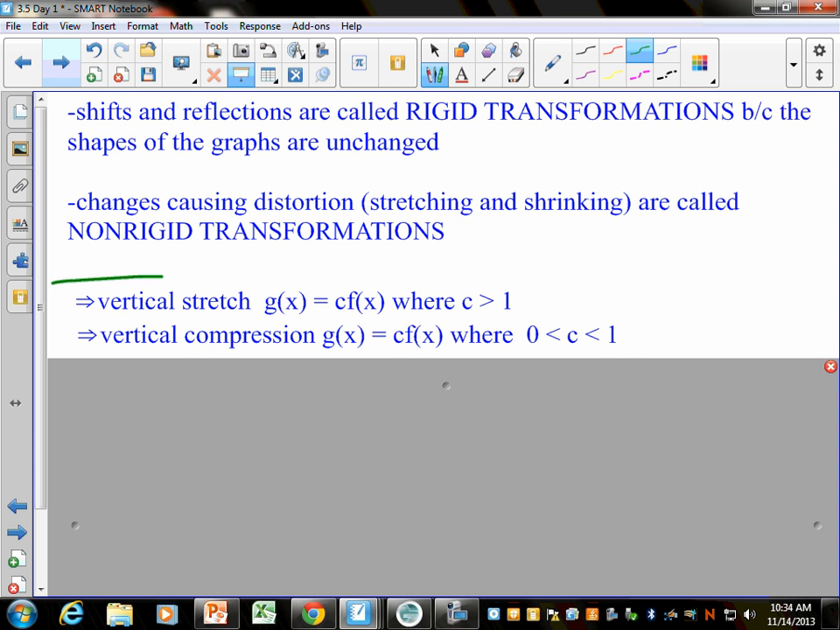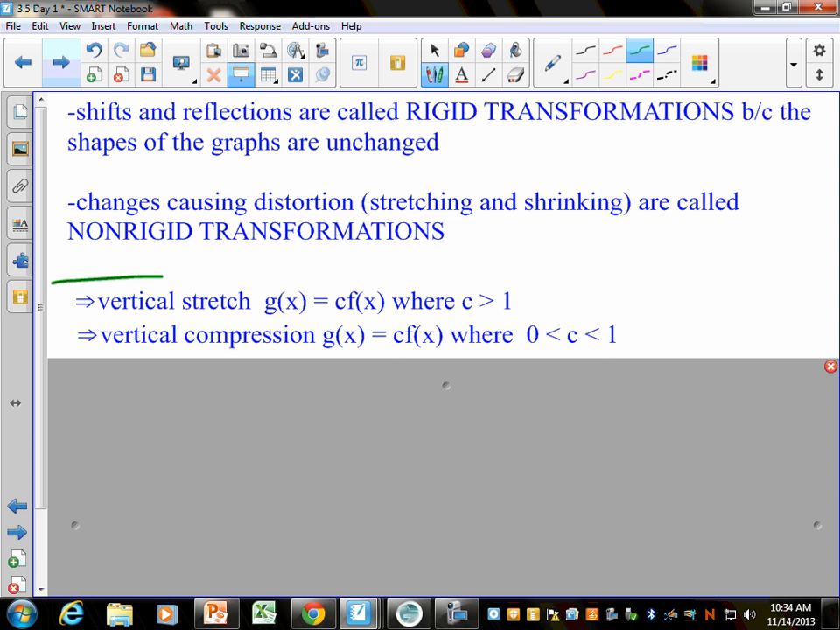What we just did, shifts and reflections, we call those rigid transformations because they don't change the shape. But if your transformation changes the shape or causes distortion in your graph, we call those non-rigid transformations. But you don't really write that down. You can start right here.